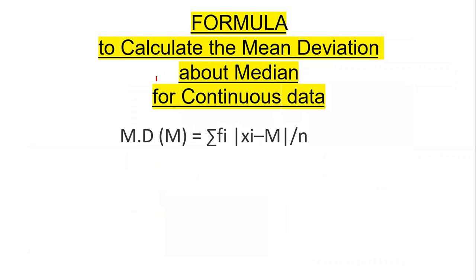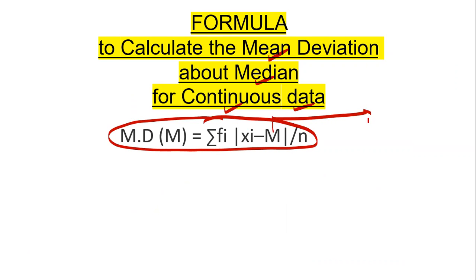First of all, the formula to calculate mean deviation about median of continuous data. The formula for the continuous data and for the discrete data is the same. But we must know how to find out the median of continuous data. That is very important. To know how to find out median of continuous data, go through the video whose link is given in the description box of this video. The main thing is the formula; you have to learn it.